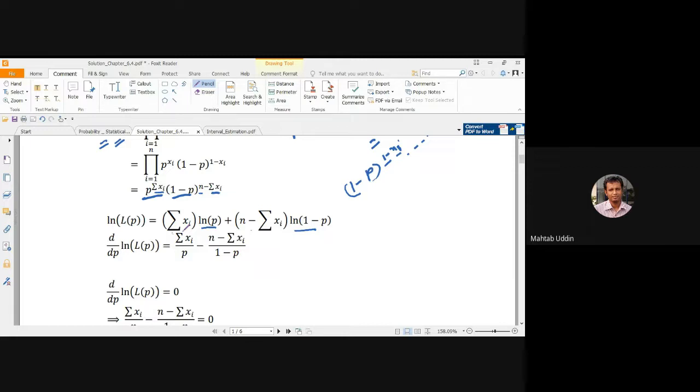Here, sum of xi and n minus sum of xi are all constant. Just ln of 1 by p. Here, ln of 1 by p is ln of 1 minus p, but for the minus, there is another minus 1. So this is right. Do you understand?